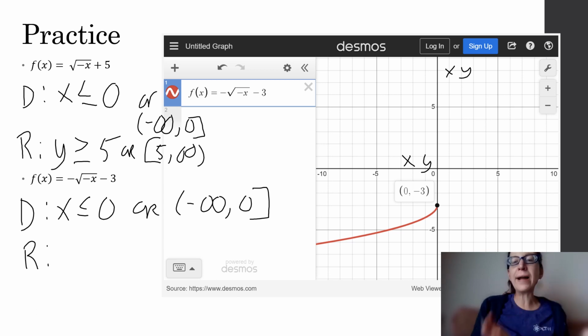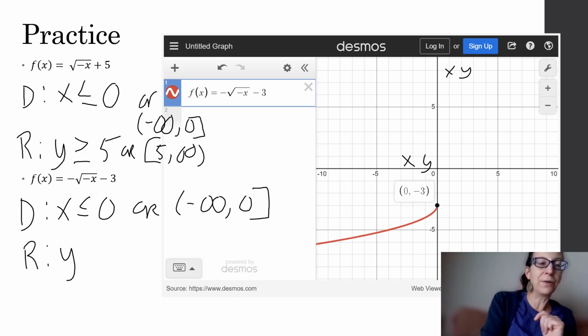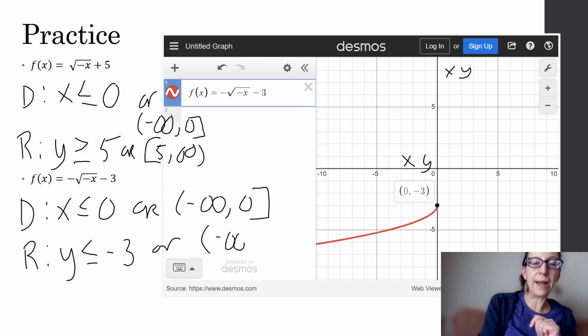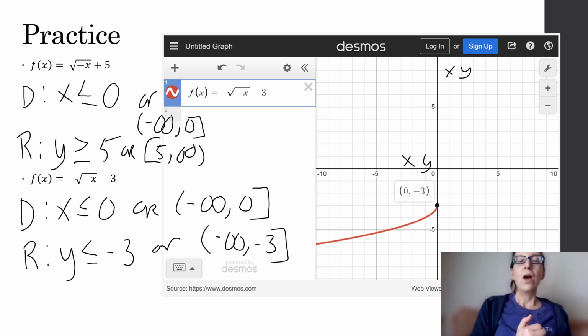This time my y's are also heading down. So y is less than or equal to, and in this case it's negative 3. Or you could say negative infinity to negative 3. All right, so hopefully that gave you some practice.